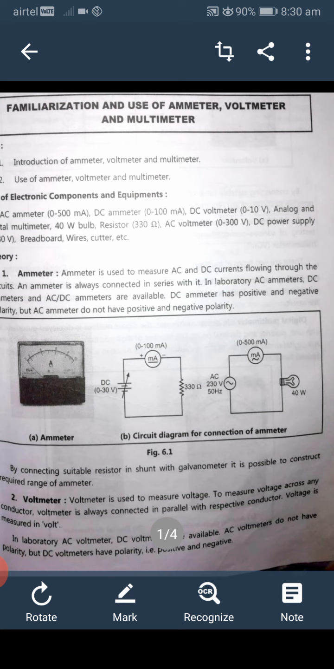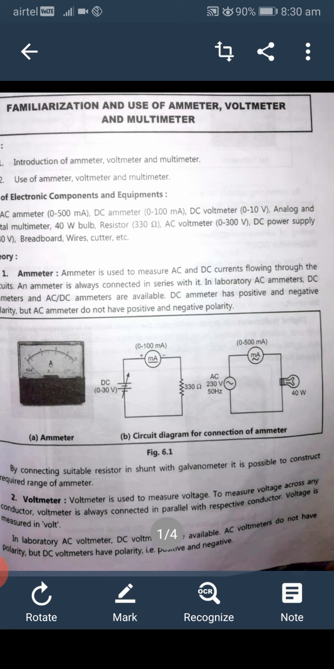The diagram of the ammeter is shown in the figure below. The circuit diagram for connection of the ammeter is also shown in the diagram below. By connecting a suitable resistor in shunt with a galvanometer, it is possible to construct the required range of ammeter.